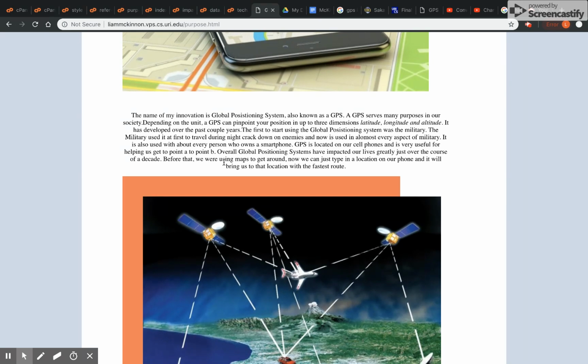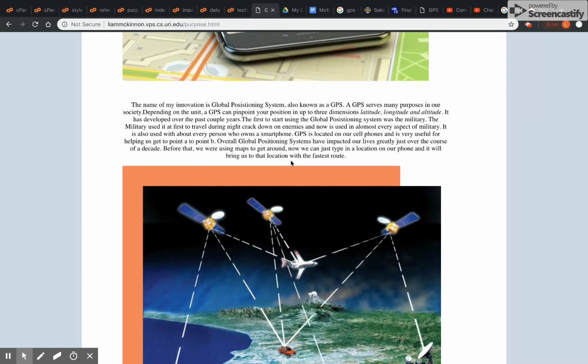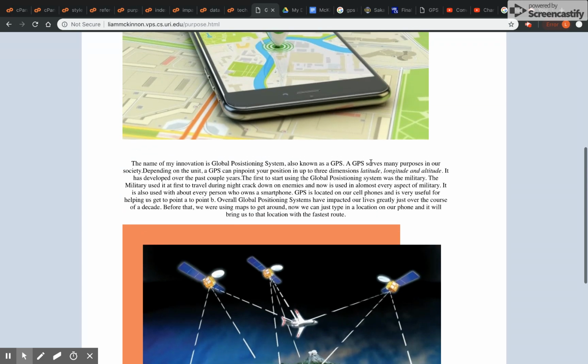Overall, global positioning systems have impacted our lives greatly just over the course of a decade. Before that, we were using maps to get around. Now we can just type in a location on our phone and it will bring us to that location with the fastest route.